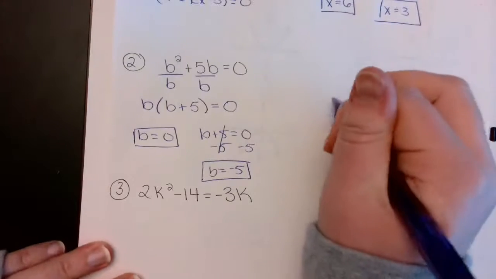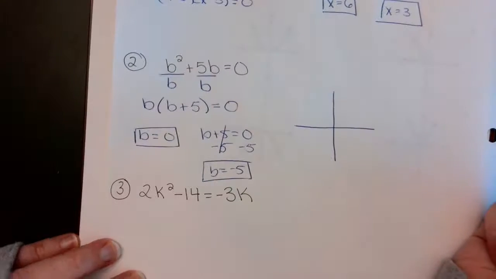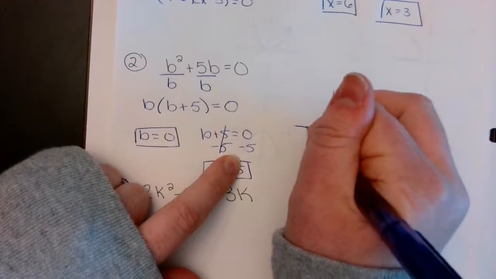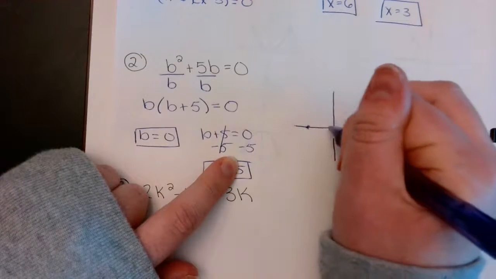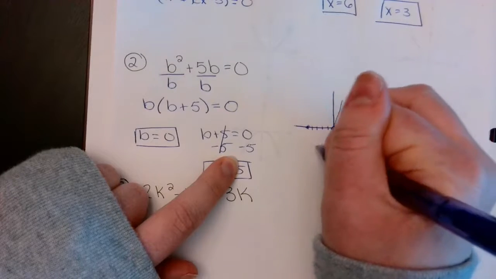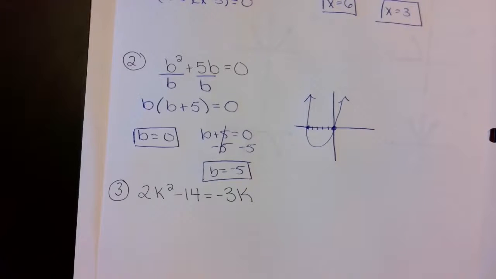In case you were wondering what this means, a quadratic equation would be a U shape. One intersection would be at 0, and the other intersection would be at negative 5. 1, 2, 3, 4, 5. And then it would make a U. So you're actually looking for the two intersection points of the parabola.